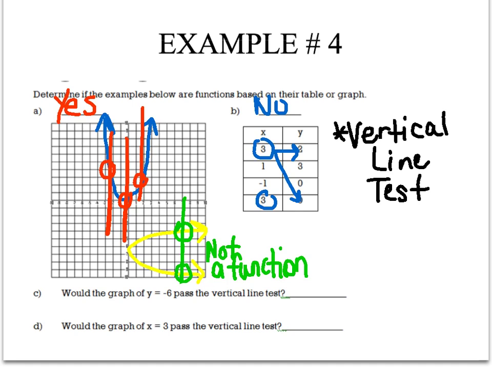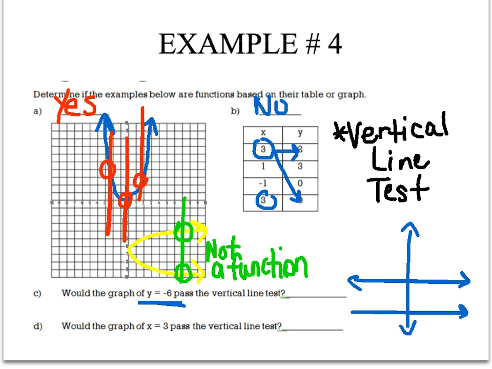It says, would the graph of y equals -6 pass the vertical line test? Well, if I sketch the graph of y equals -6, it's going to look like this. Here's y equals -6. Is it going to pass the vertical line test? Yes.